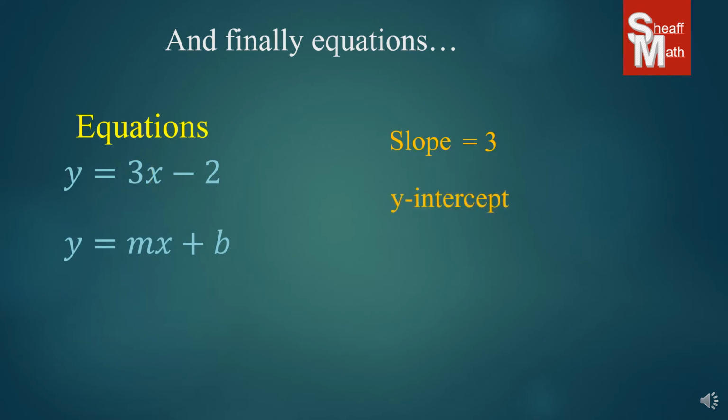Now we're going to find the y-intercept. And as you know, the b is the y-intercept. So whichever number is in the b position, in this case it's -2, that is our y-intercept. It's -2.